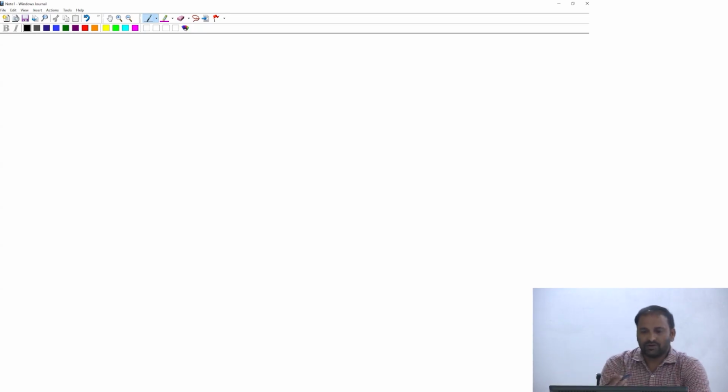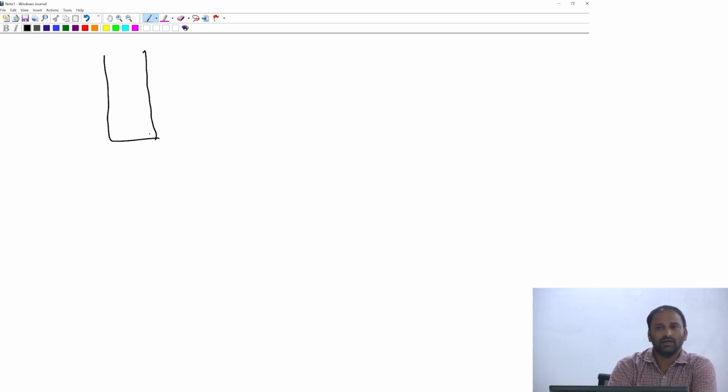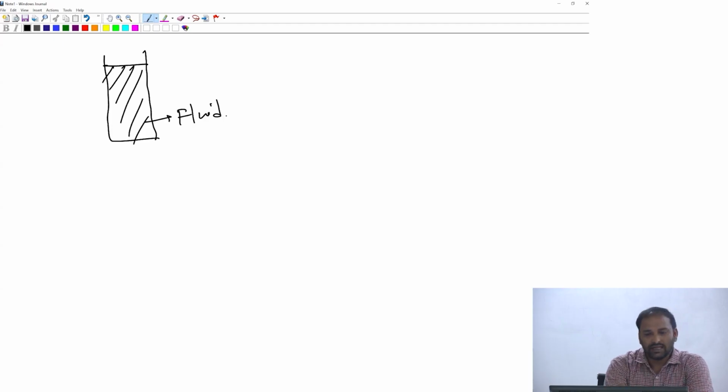Okay, so let's think about a simple example. So I have, say, a column, and this column is filled with fluid. Let's say that the density of the fluid is rho, the viscosity is mu, and I have a particle to begin with, maybe sitting right at the top of the column.